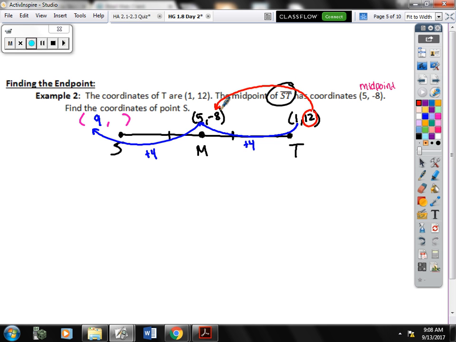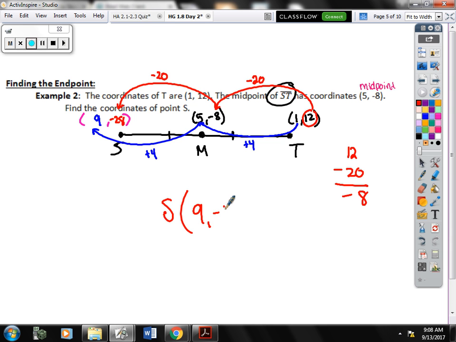Now it's our y's. To get from 12 to negative 8, what did they do? Katie? They subtracted 20. So 12 minus 20 is negative 8. So we need to do that again. Negative 8 minus 20 is negative 28. So the coordinates of S are 9, negative 28.